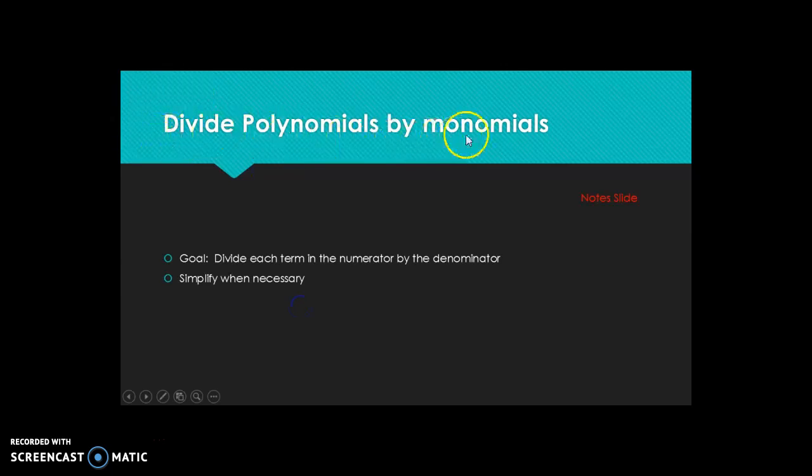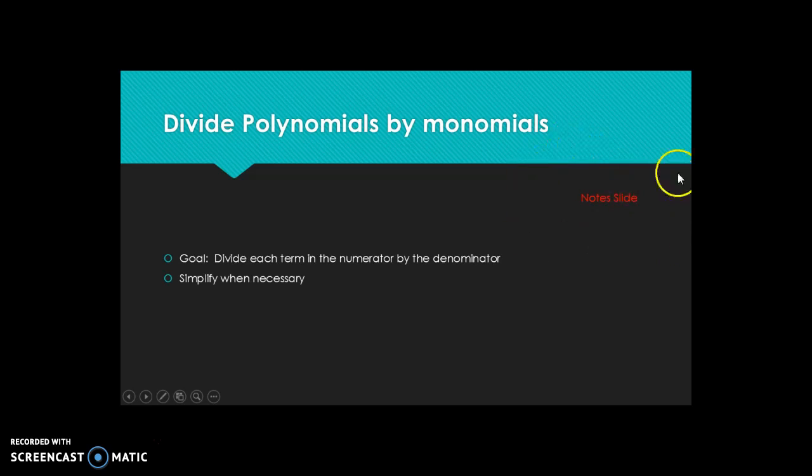So, to divide polynomials by monomials. Okay, so many terms, probably a quadratic or maybe a binomial, divided by a single term, a monomial. Our goal is to divide each term in the numerator by the denominator. So we're going to take one fraction and make many fractions, and then we're going to simplify each of those fractions if we can. Okay?